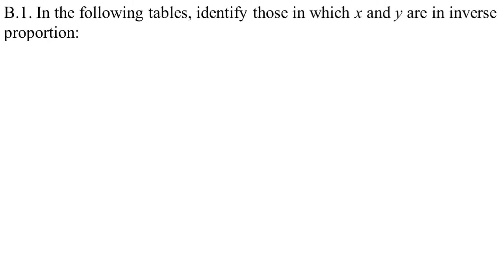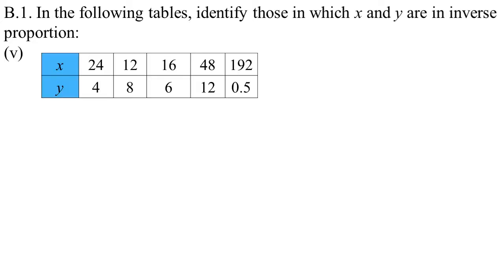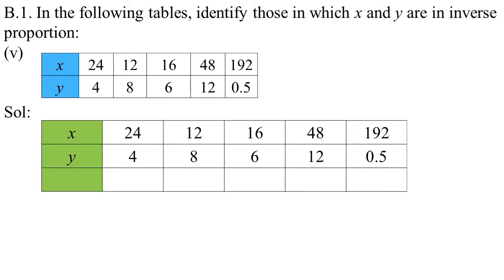Let's see one more example. In the following tables, identify those in which x and y are in inverse proportion. X and y values are given in the table. Solution: let's check whether the x into y values are constant or not. So multiply x and y values.